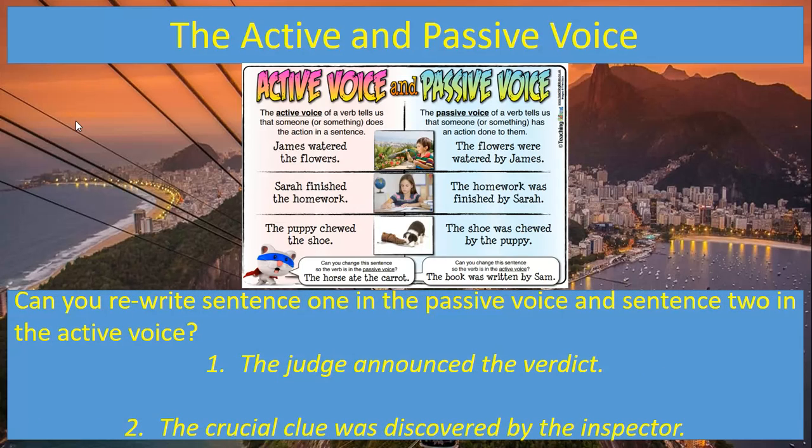So, a little challenge for you. Can you rewrite these in the passive voice? The first one, can you rewrite in the passive voice? Can you then rewrite the last one in the active voice? So the first one is in the active voice, it needs to go to the passive voice. The second one is in the passive voice, it needs to go to the active voice. Have a go, see how you do. Pause the video.